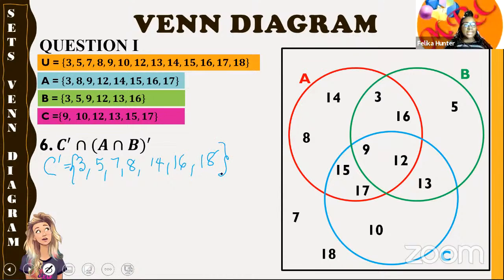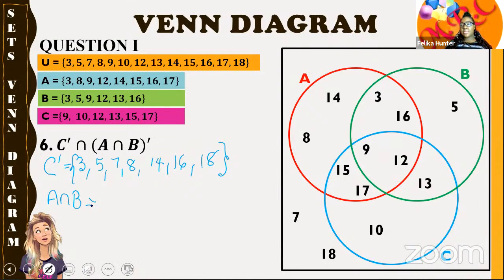All right, so that's the expectation. So C complement. Did we miss anything? No. 10, 12, 13, 15 is out, 17 is out. Good. Well done, Peter. So now we're going to do A intersect B.